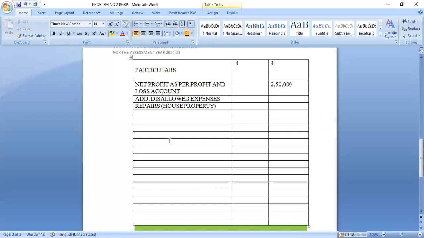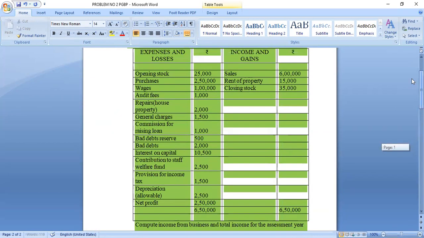Enter in the inner column, 2000. Okay, we enter only disallowed, not the allowed ones, because this cannot be allowed since the repairs are for house property. It comes under income from house property. It does not come under here. Next, general charges. Yes, it is concerned with the business. Next, commission for raising loan. Normally, loan is for business. Nothing is mentioned means loan is taken for business purpose, and you're paying commission for that. Yes, it is concerned with the business.